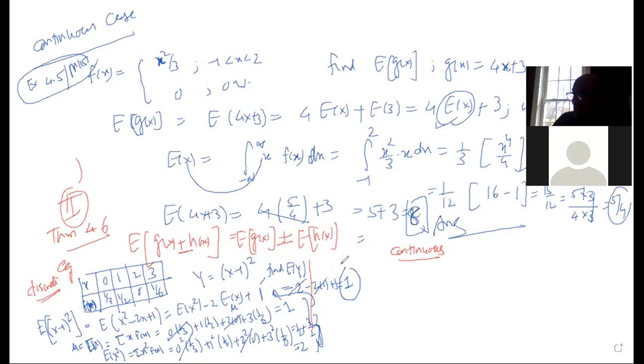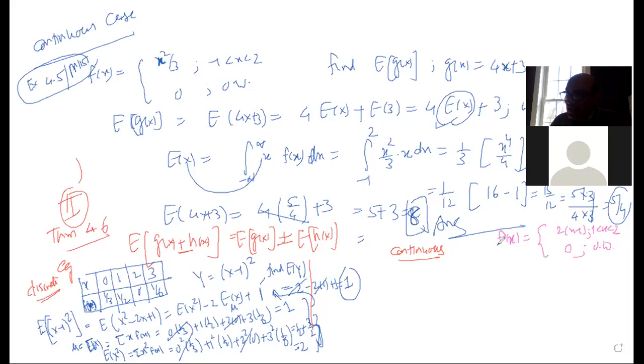The same thing I can do for another example, for the continuous case. For this continuous case, we are given f(x) equal to 2 times (x minus 1) if 1 is less than x is less than 2. Otherwise, it is equal to 0.